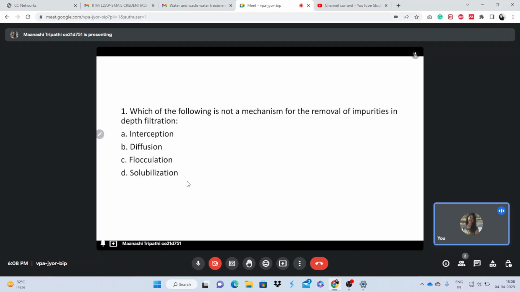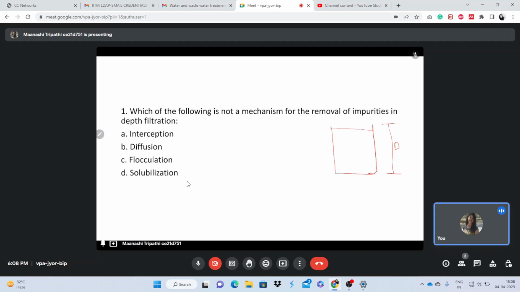So, question number 1 is, which of the following is not a mechanism for removal of impurities in depth filtration? So, what is depth filtration? Depth filtration means the whole depth of the bed will be used for filtration. So this happens in which type of filtration? Rapid sand filtration. And what happens in slow sand filtration? Only the top layer will be used in slow sand filtration.